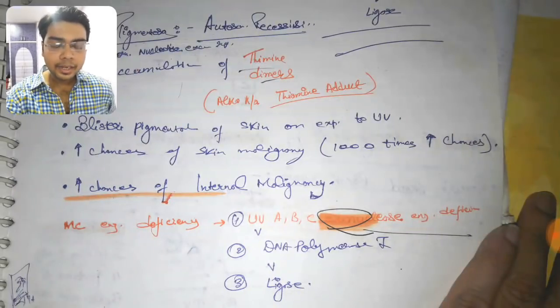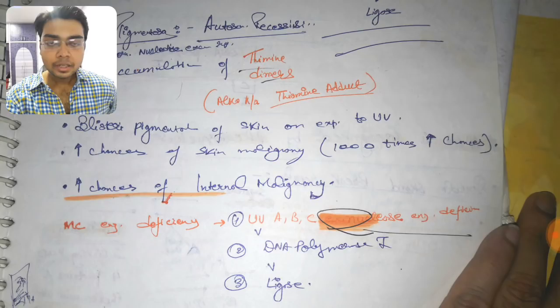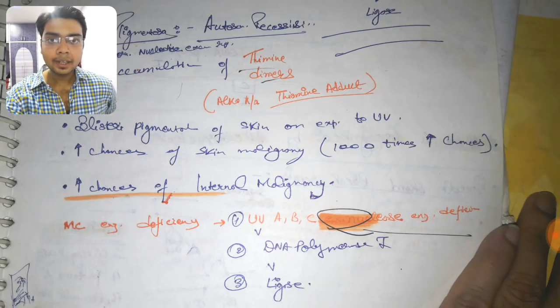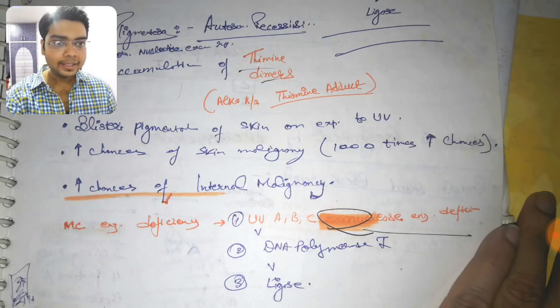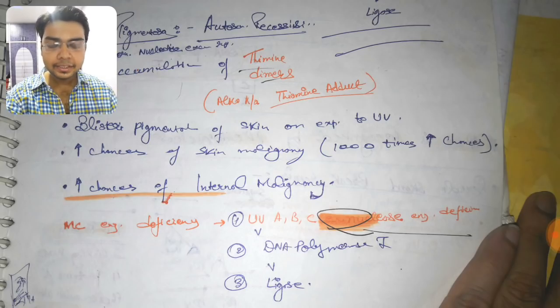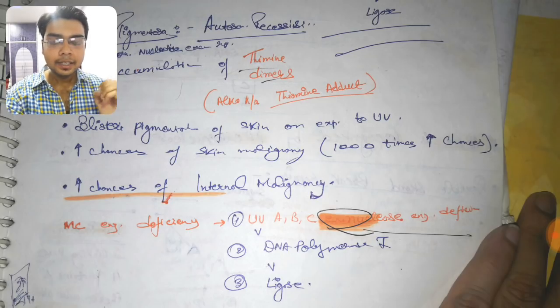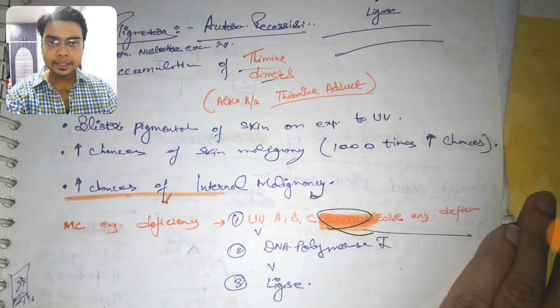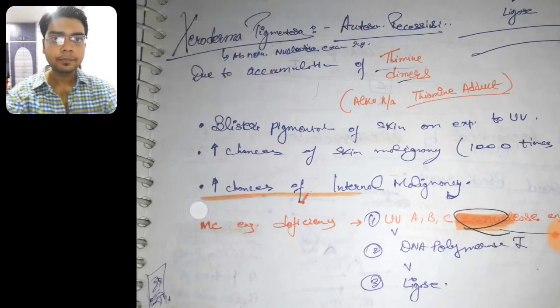Now proceeding to another slide, it is made for xeroderma pigmentosa. Here they ask why it is caused. It is basically due to accumulation of thymine dimers and due to exonuclease enzyme deficiency. UVABC, exonuclease, not endonuclease, but exonuclease. So you have to remember the exonuclease enzyme deficiency, and that thymine dimers or thymine adducts are found. It is an autosomal recessive disease.